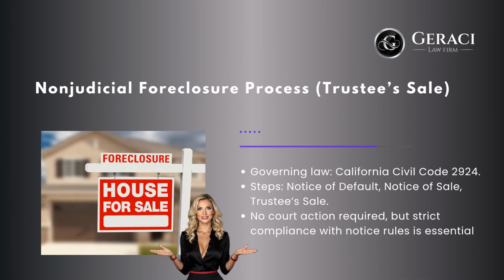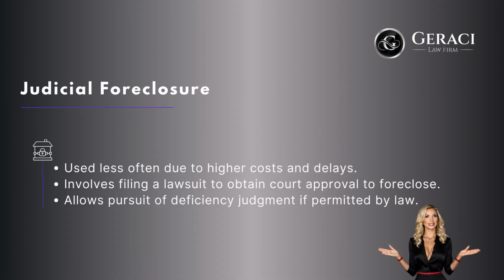Non-judicial foreclosure is the most common remedy for lenders in California. Governed by California Civil Code Section 2924, this process requires no court action. It begins with a notice of default, followed by a notice of sale, and culminates in a trustee's sale. The process typically takes at least 120 days, but strict procedural compliance is required, especially when giving notice to the borrower.